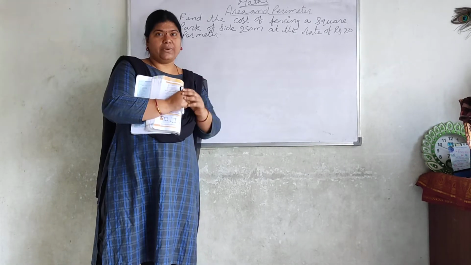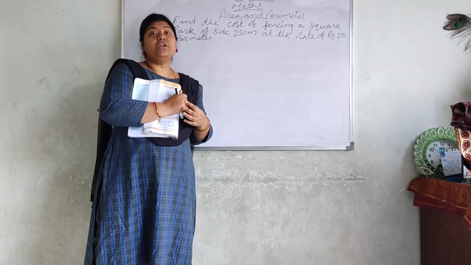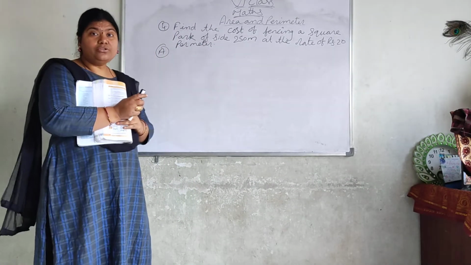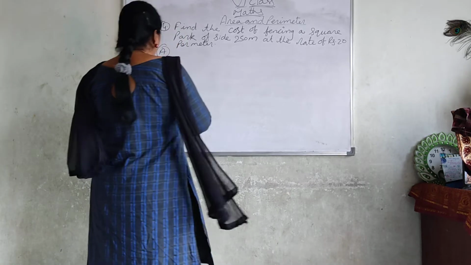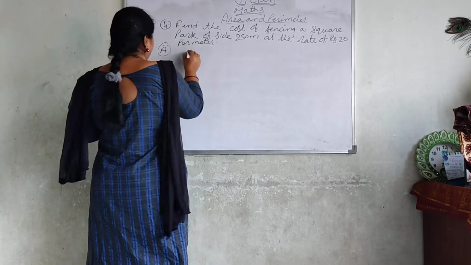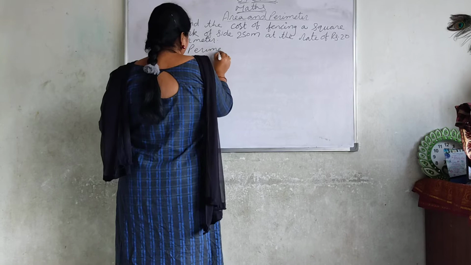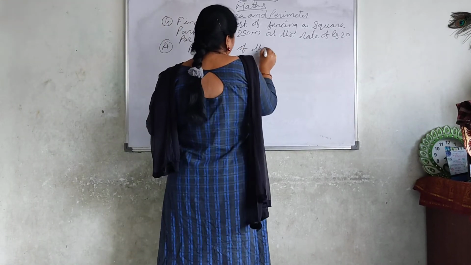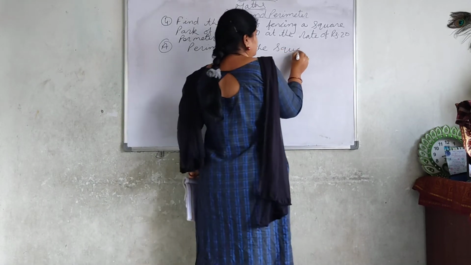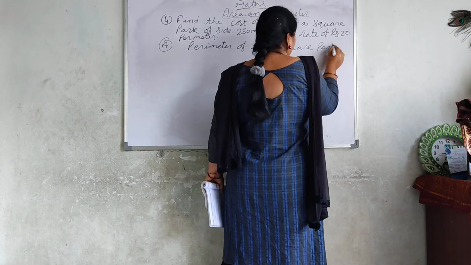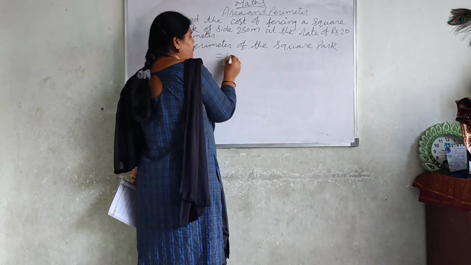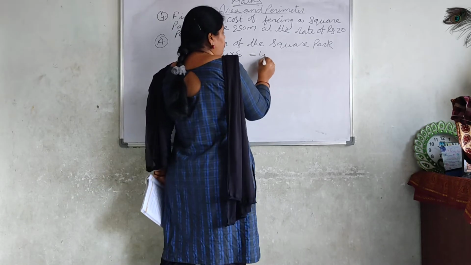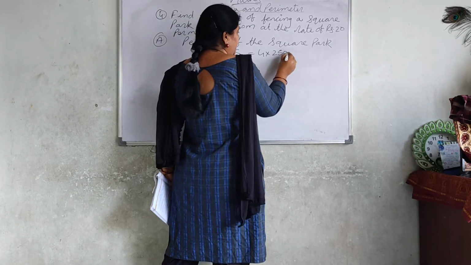Now we are seeing a square. What is the perimeter of a square? 4 into S. What is its side? It is 250 meters. So 4 into 250. So let us start the problem. Perimeter of the square park is equal to, what is the formula? 4 into side, all the 4 sides. That is equal to 4 into 250 meters.